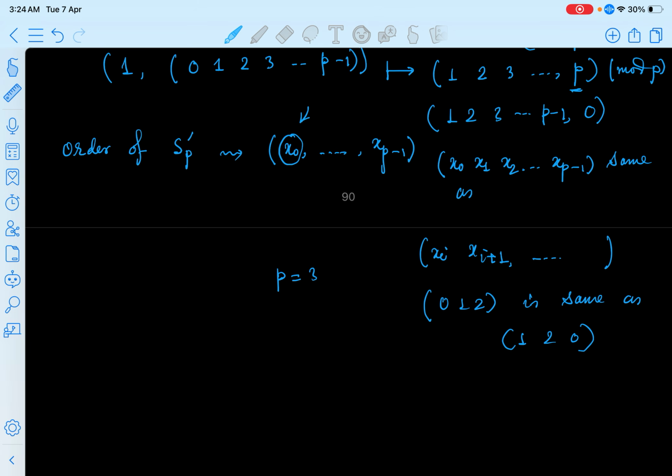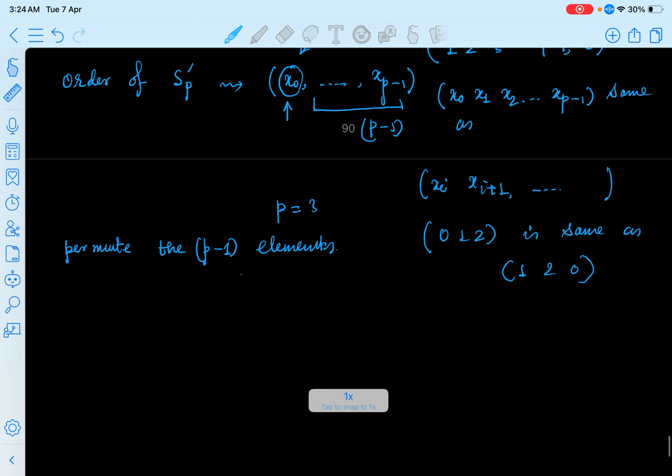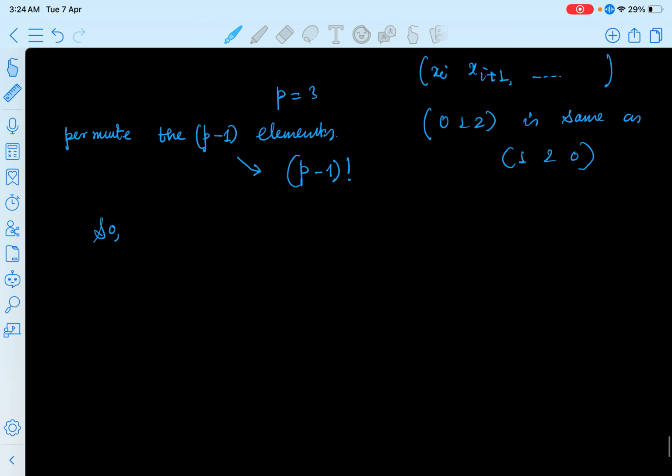So the point is, for counting the number of Sp prime, you have to fix the first coordinate x0, and permute the other p minus 1 elements. What is the number? It is (p minus 1) factorial. So the order of Sp prime is (p minus 1) factorial.